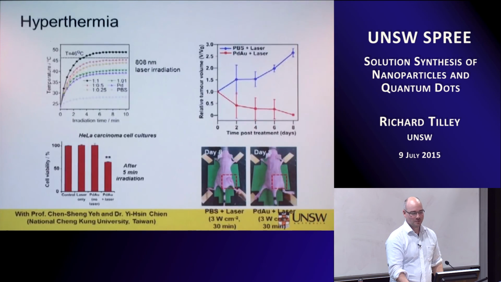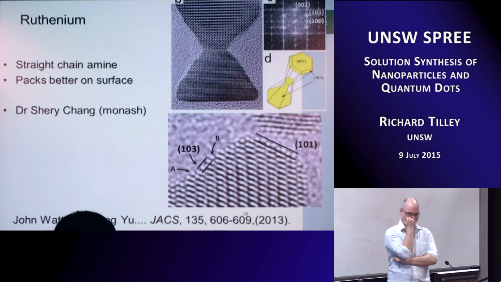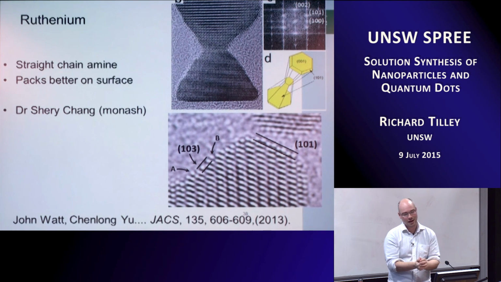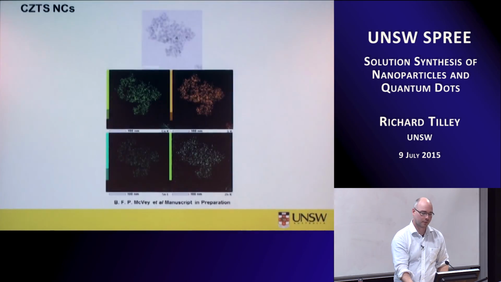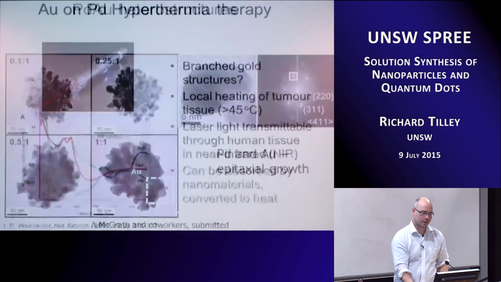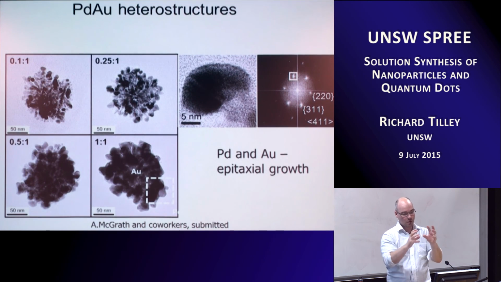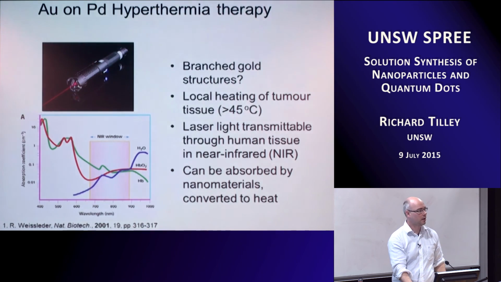When we first made these ruthenium bow ties, they were all very, very pretty and very cute, and then we were trying to think of some use for them, and we tried to do this galvanic exchange and see if we could, for example, keep the shape of the hourglass but exchange it with gold. So I guess what we have done, we've done some experiments which I didn't show, having a branched palladium core and then decorating gold on the surface. So this is basically for these hyperthermia applications.